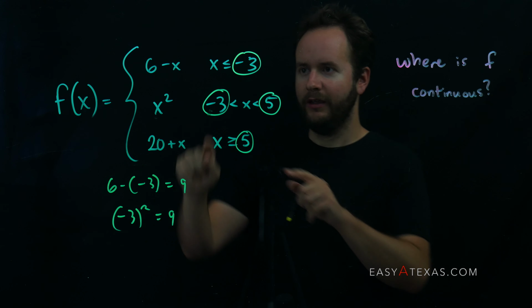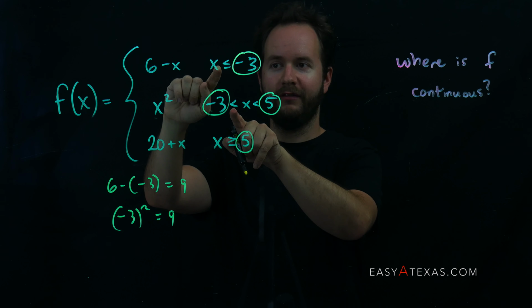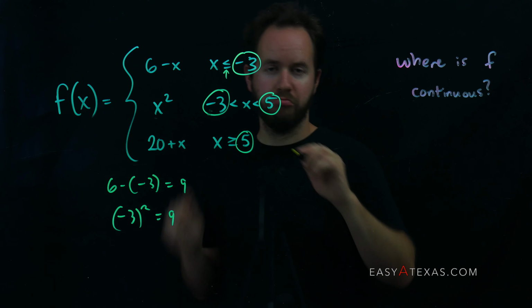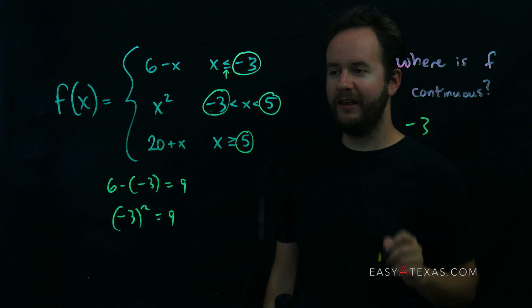One last thing you have to check is to make sure at least one of these two signs has an "or equals to" on it. And since this one does, we're good. So we're safe at x equals -3.